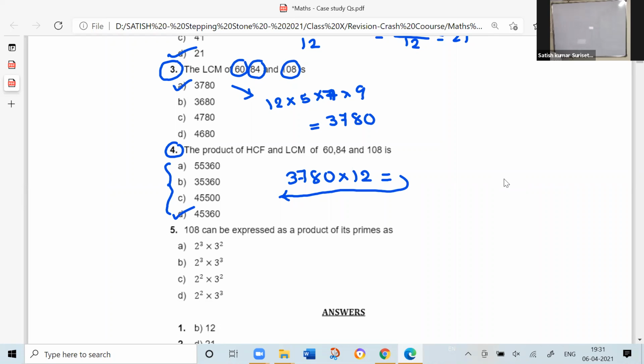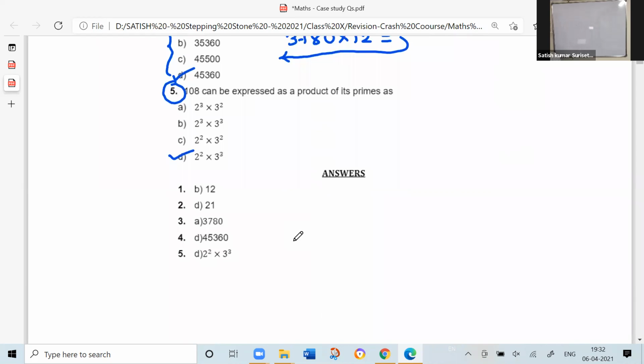Now, the fifth one is easy only. So 108 can be expressed as product of primes. Now, factorize and then tell me the answer. Option D. D, correct. 2 square into 3 cube. Now, check in this, how many have done all 5 correctly? Anybody has done all 5 correctly? Sir, all 5 correct. Good. Next, anybody else?